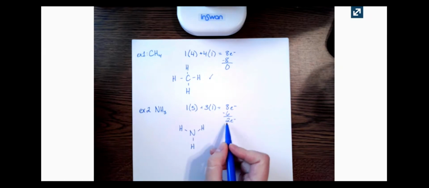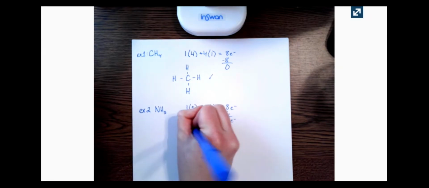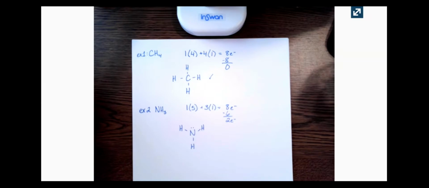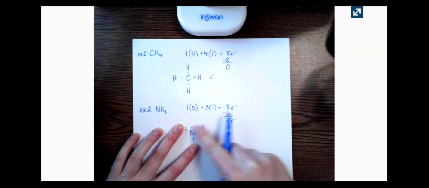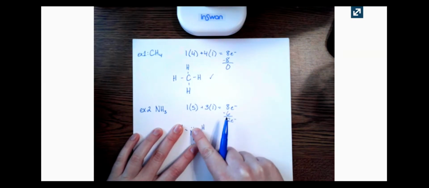So those 2 are then going to go onto my central atom, which is my nitrogen. So if I look at my nitrogen now, it has 6 electrons from the line. So 2, 4, 6, and then 7, 8. So it also has its octet. So that is my Lewis dot diagram of ammonia.